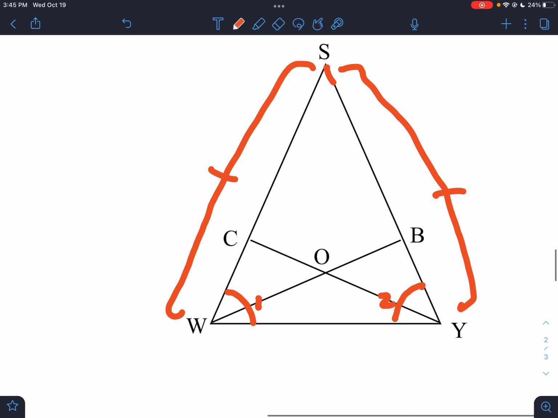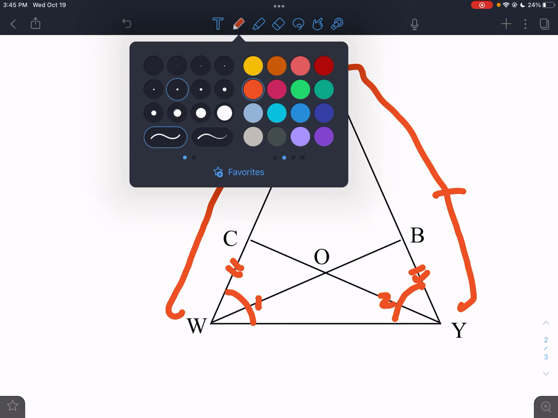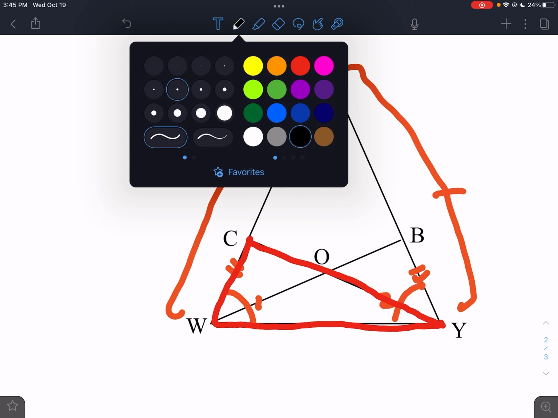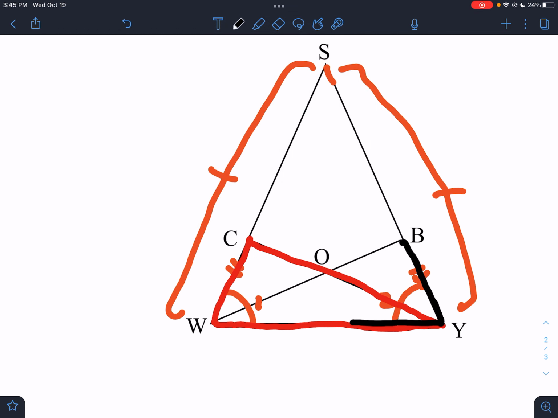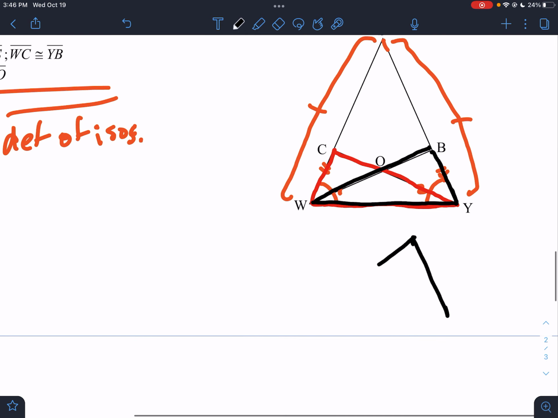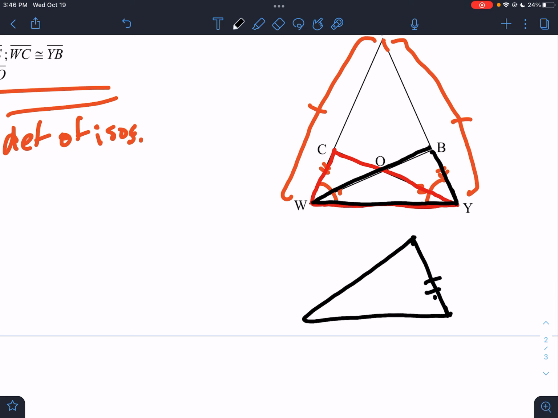Okay, and then they tell us WC is congruent to BY. So what triangles are they building? This one's hard to see. If I trace this side and I trace that angle, this is the triangle that I have. Trace this side, trace this angle. This is its friend. We have the two triangles, the red and the black. If I were to draw this one, I have this side and I have this angle.